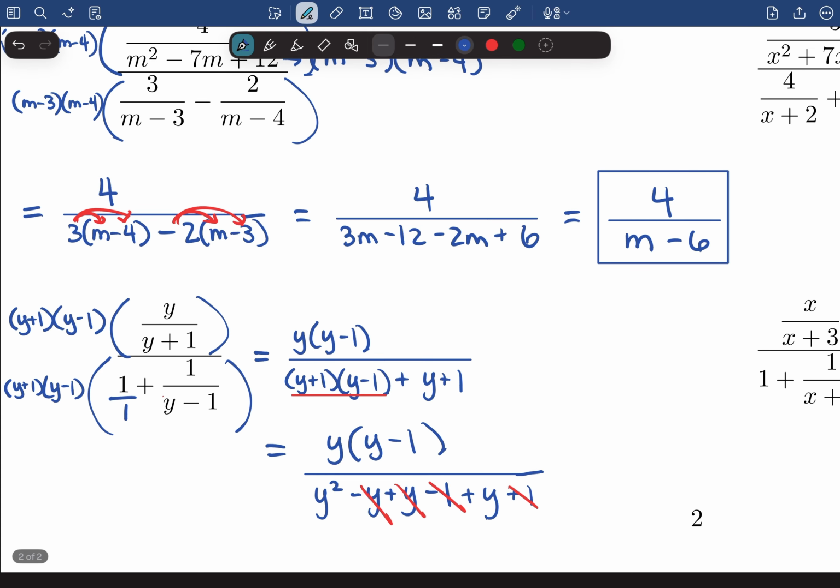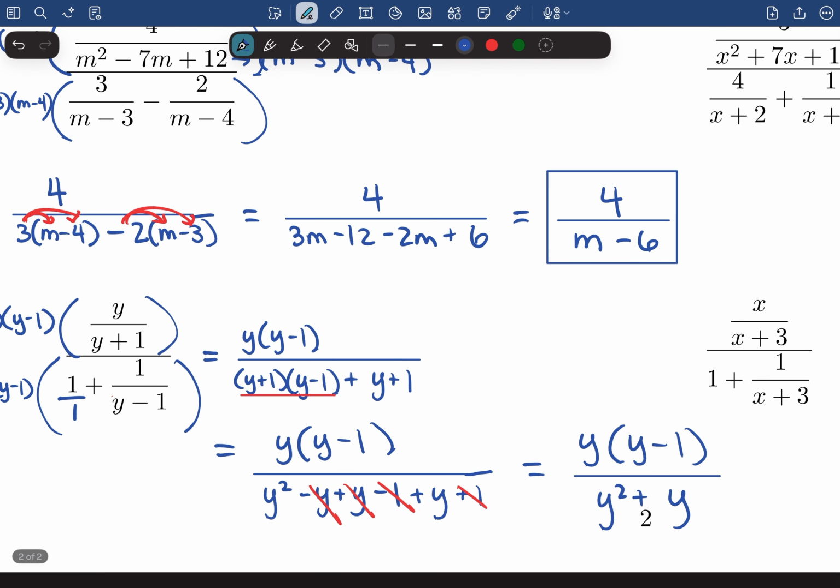And I end up with y times y minus 1 on top. And then on bottom, I have y squared plus y. That's the stuff that's left. y squared plus y. Ignore this page number 2.